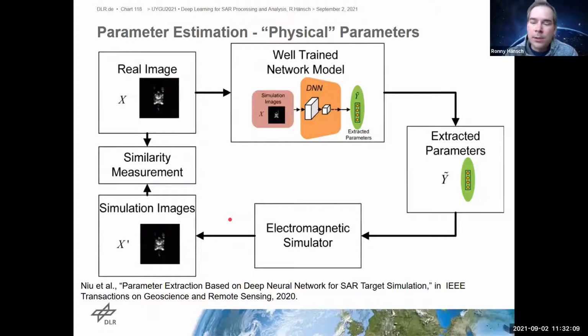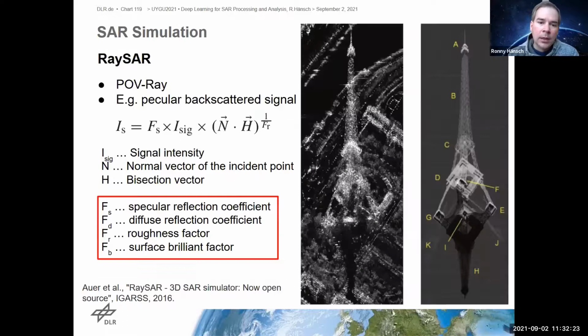And then those simulation images, they can be used, for example, for data augmentation or to check how the object is changing with different angles, for example, different look angles, things like this. One of the simulators they were discussing in the paper, it's not the one they at the end used, but comes close enough, is RaySAR. It was developed by colleagues of mine at the DLR. It's based on POV-Ray.